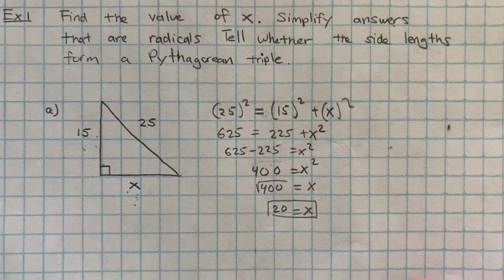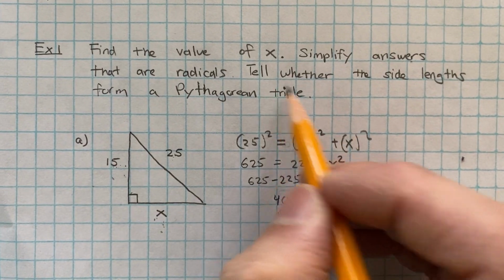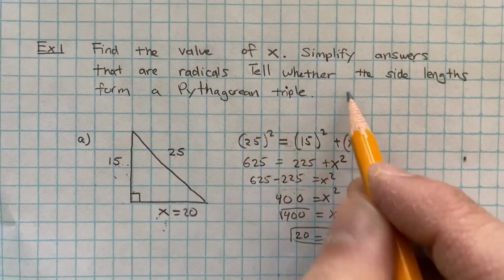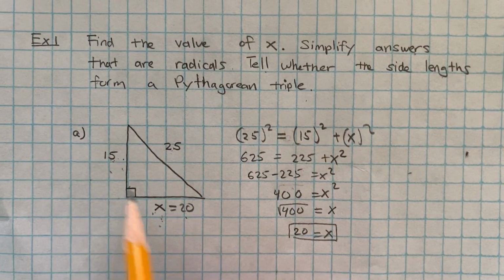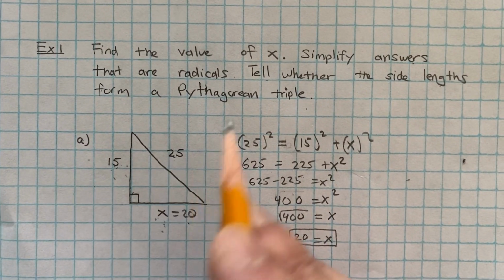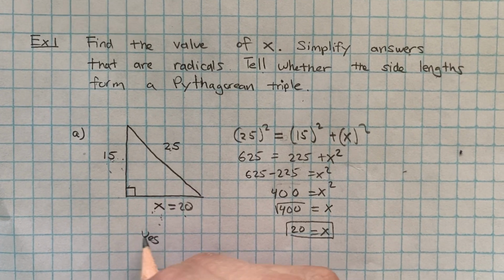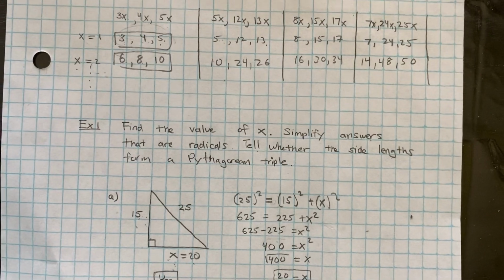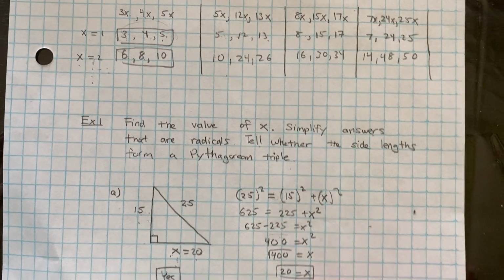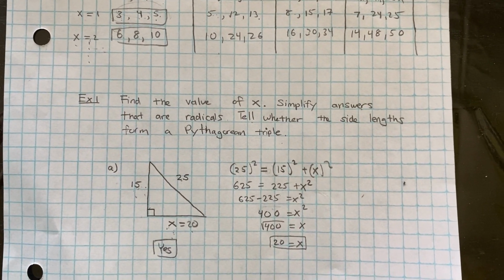Okay. All right, now, to answer the other question right here, x is equal to 20, tell whether the side lengths form a Pythagorean triple, right? These are all integers, right? 15, 20, and 25. You would say yes. They do form a Pythagorean triple, right? And I'm going to move on to the next page.